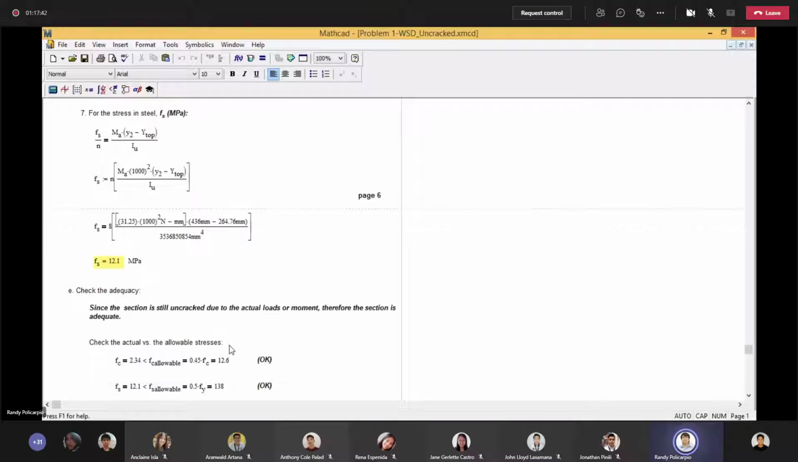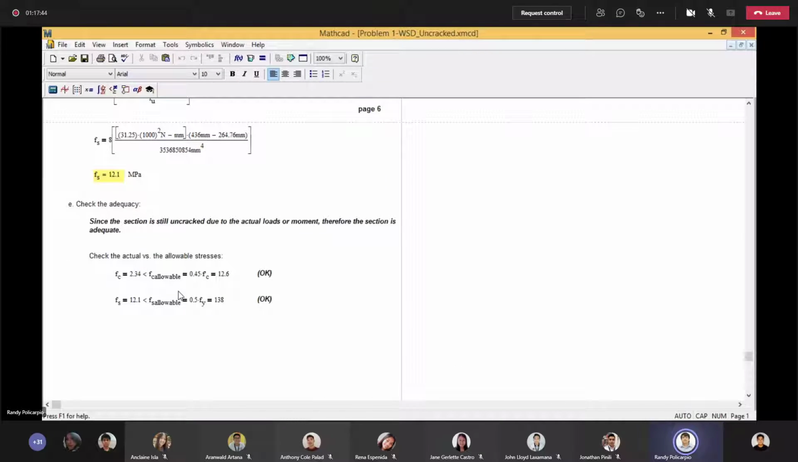So you compare it to the allowable stress in concrete, which is 0.45 F prime C. So 12.6 yun, 2.3 it is less than. So ibig sabihin hindi tayo lumagpas do sa allowable. So therefore okay yung ating beam, no?